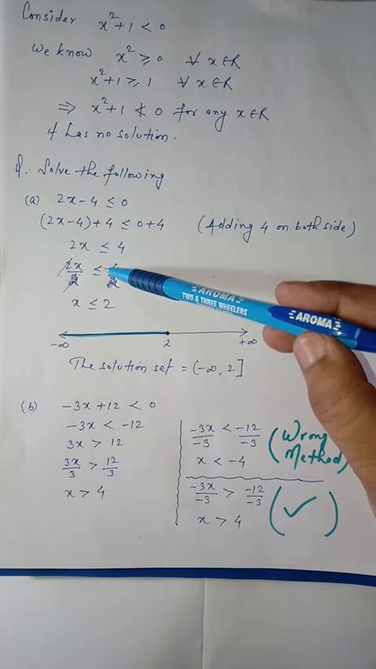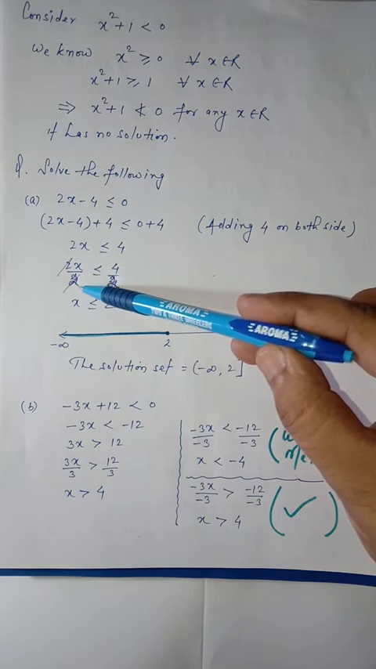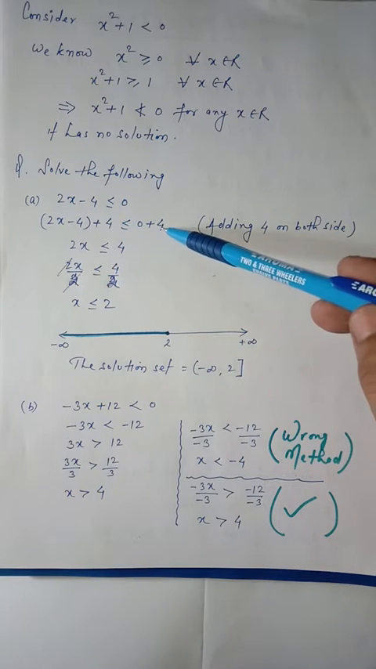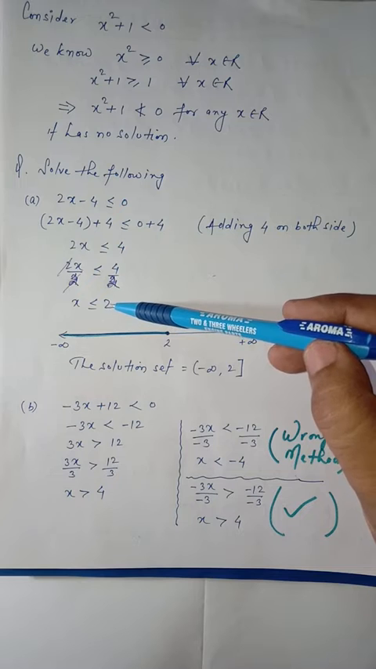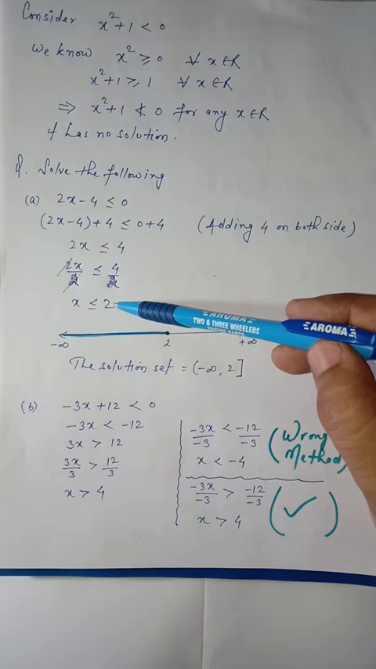Why have I not changed the sign? Because I am dividing by a positive number. I am adding a positive number to both sides. So the solution is x less than or equal to 2.